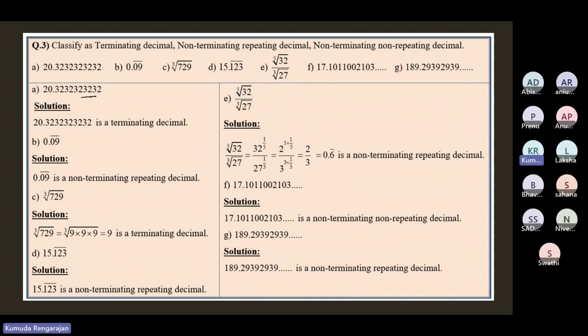Okay, so this one is a terminating decimal. Here you'll have to classify as terminating, non-terminating repeating, or non-terminating non-repeating. So this one is terminating. This one is non-terminating, repeating. Here you will have to find the value. It's 9, so it's a terminating decimal. 9 means 9.0.